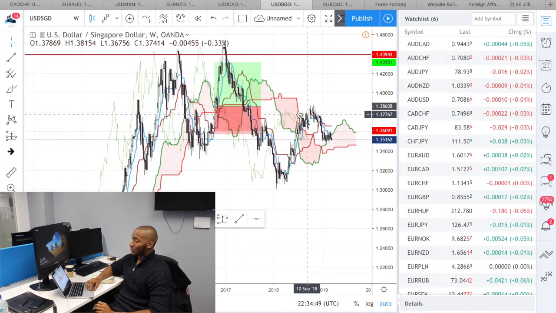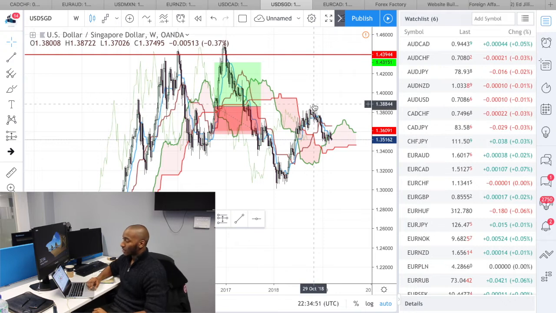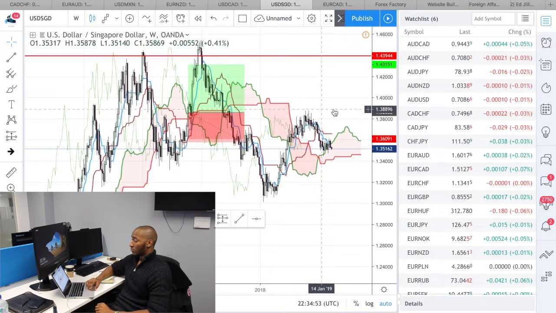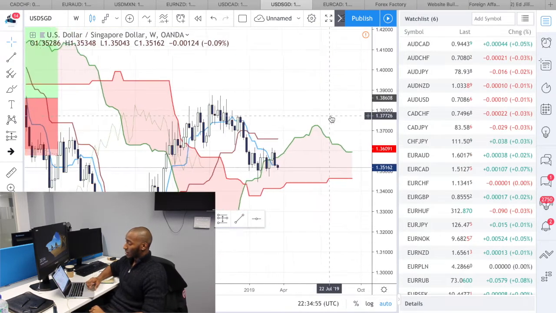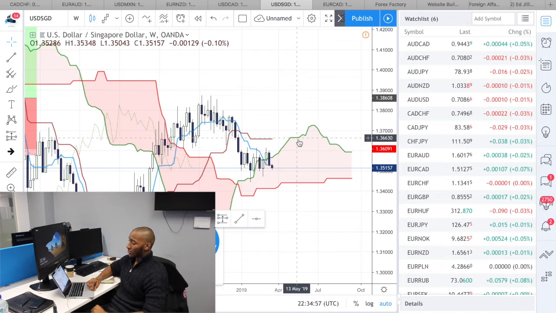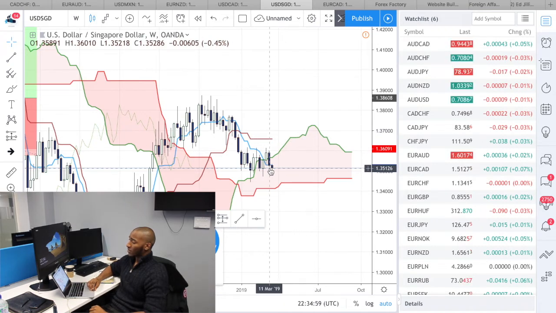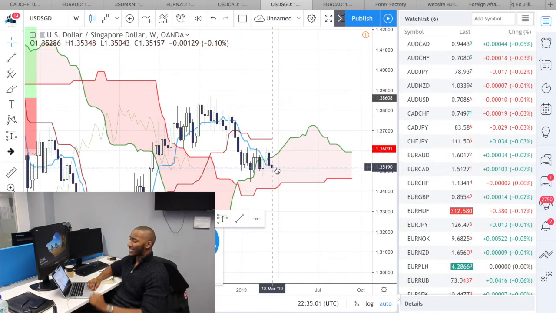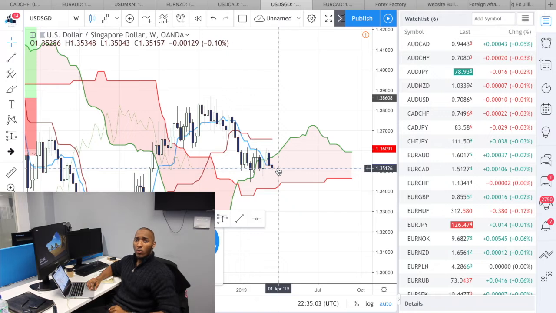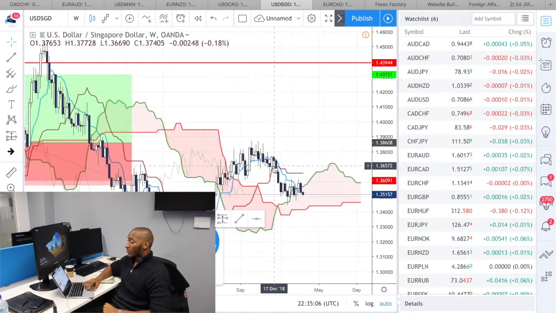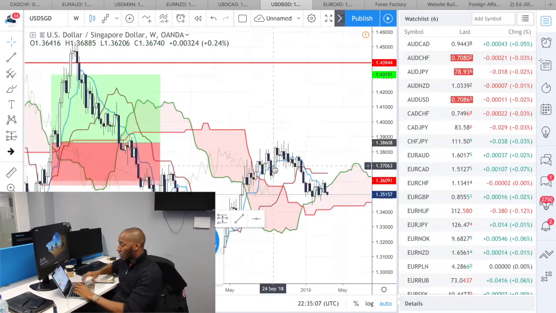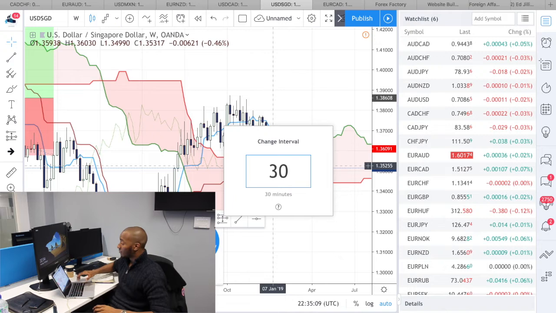USD SGD, US dollar Singapore dollar. So with this as well, the past 4 candlesticks, you can see that it was not really following the trend that I had predicted.